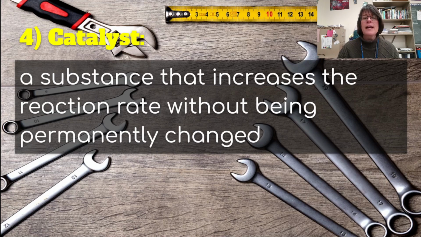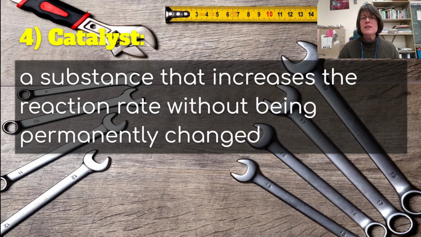Another factor is catalysts. A catalyst is a substance that increases the reaction rate without being permanently changed. So that's kind of like using tools to speed up the reaction. If we are trying to put a nut on a bolt, we might use a wrench because it makes it easier to do. We'll be faster at doing that job than if we just try to put it on with our fingers. So that would be kind of similar to a catalyst.